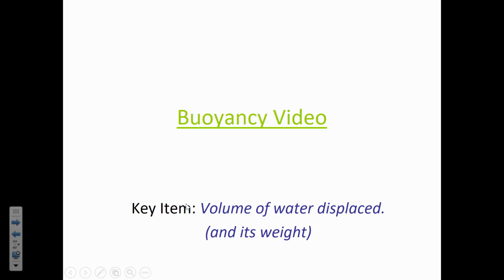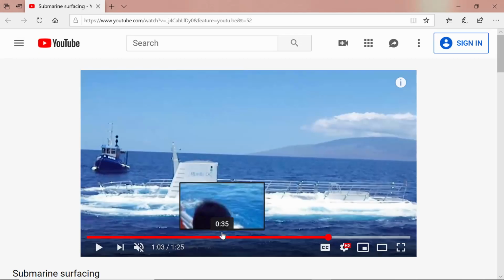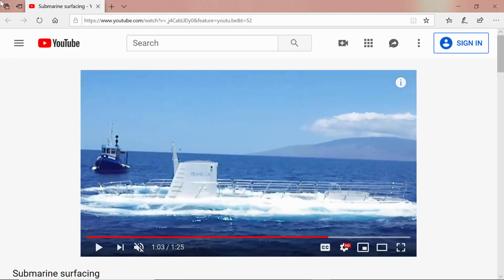All right, the key item, the way to calculate the buoyant force, is to understand what is the volume of water being displaced, and then what's its weight? Right now, that submarine is floating in the ocean, and by virtue of the fact that it's in the ocean, the water that would normally be in that same location got pushed out of the way by the submarine.